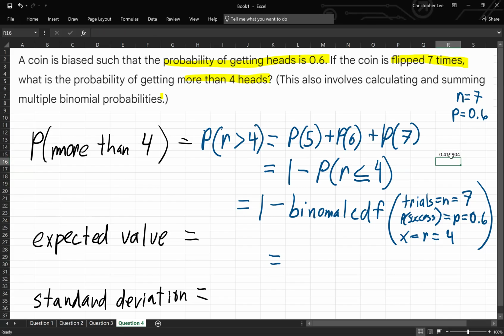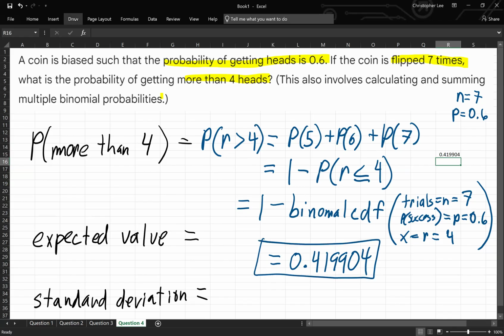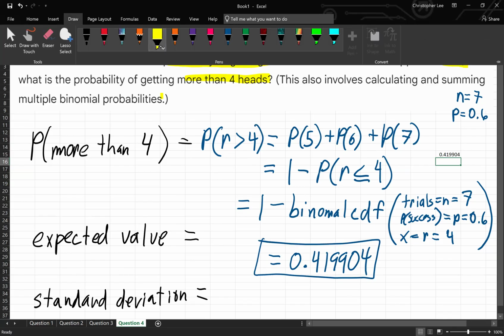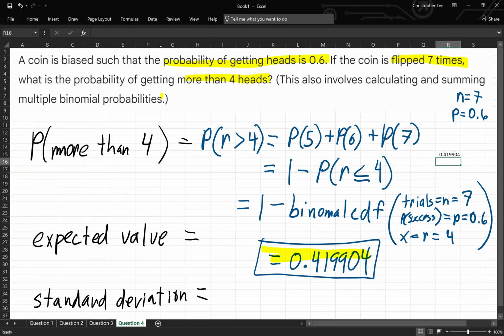All right, so you should all get in your calculator this answer, 0.419904, right? You should get an answer that is similar to that if you're doing it off of the formula sheet. No problem. Either way works. And that's our answer for A.